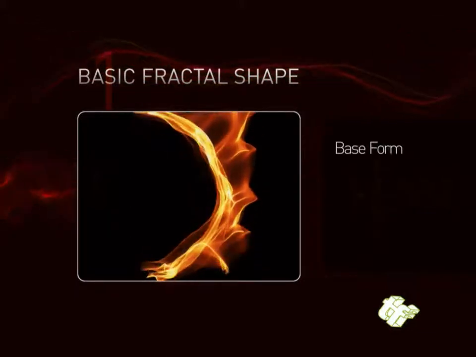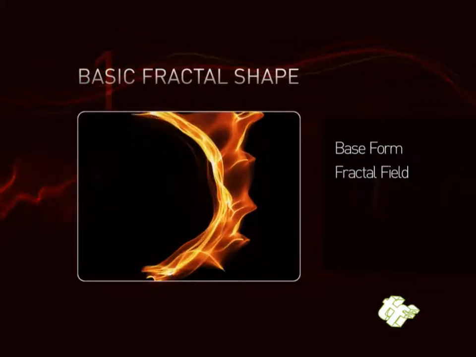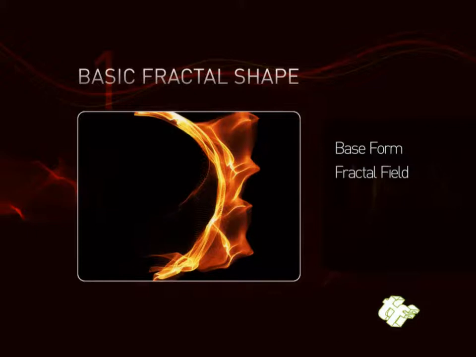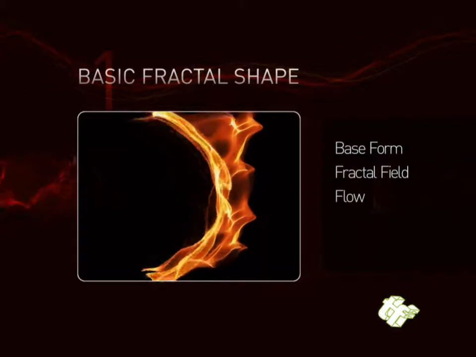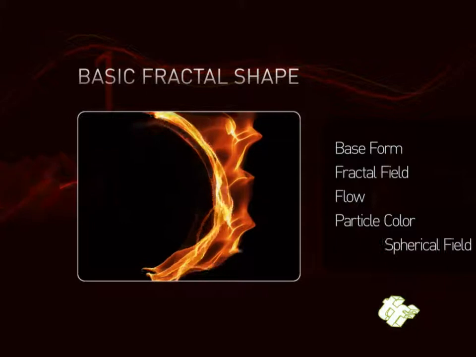This first lesson is going to cover the basics of Trapcode Form. We'll go into base form settings and cover how the fractal field can affect our particles in Trapcode Form. We'll discover how to flow this fractal field over time, change our particle color, and then change the shape of our form using something called the spherical field.